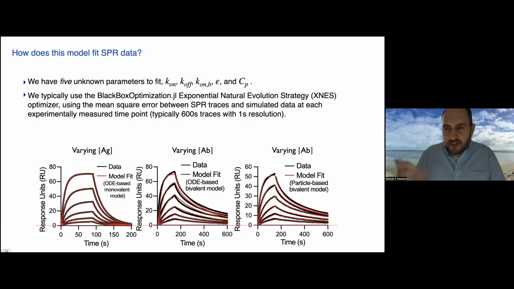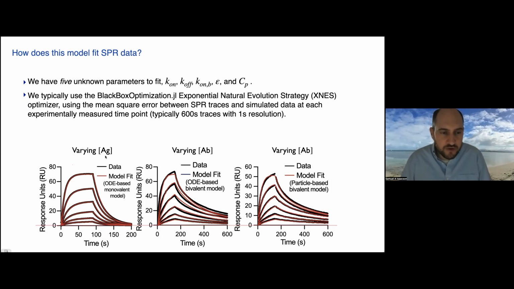Okay, so how do we actually fit the model to data? So we've got 5 parameters. We added 1 more, the reach. We've got the on and off rates that should match the monovalent model, the second binding rate, this reach, and then this constant of proportionality. And we typically fit using this exponential natural evolution optimizer, XNES. So it's a global optimizer. It seems to work pretty well. We typically do like 100 or 50 fits and take the one that's the best because it's a stochastic optimizer, so it gives you different answers each time.